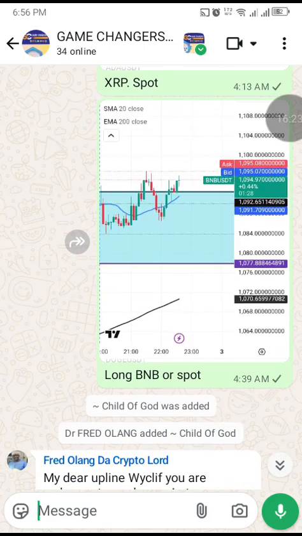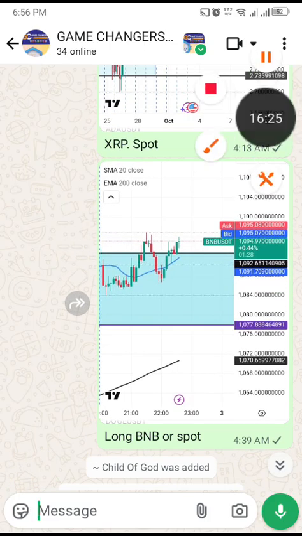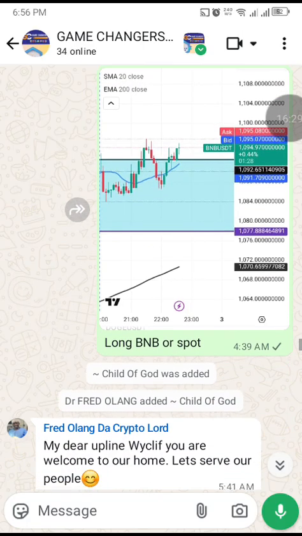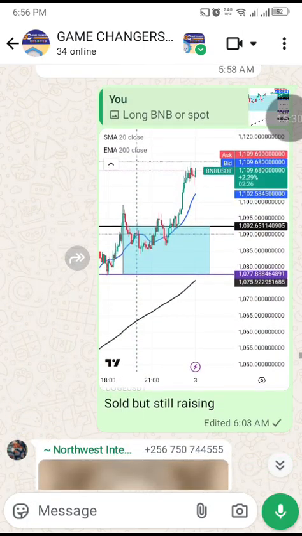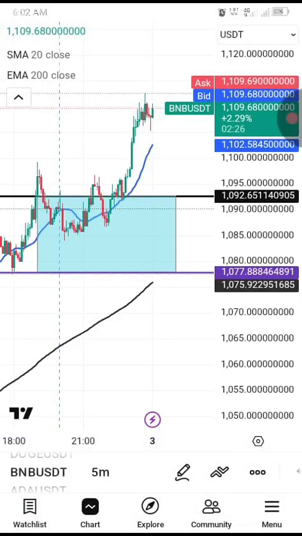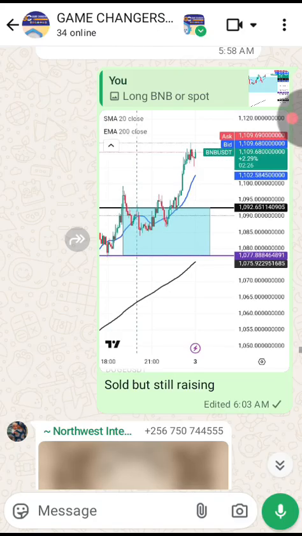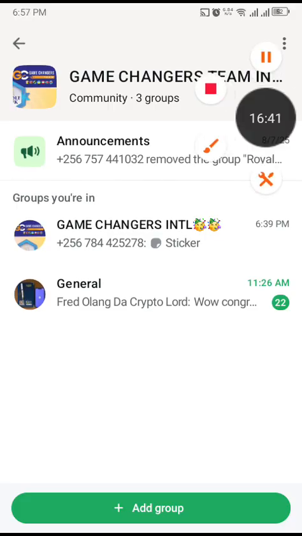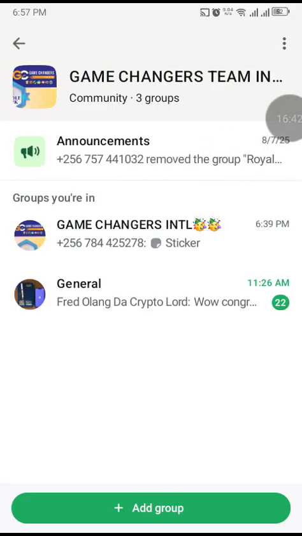XRP spot or long BNB. Okay, BNB was here before. Yes, then I told them long BNB. Then you can see now they made a good amount of money. So that's why you have to be serious about using this one candlestick strategy, a breakout.